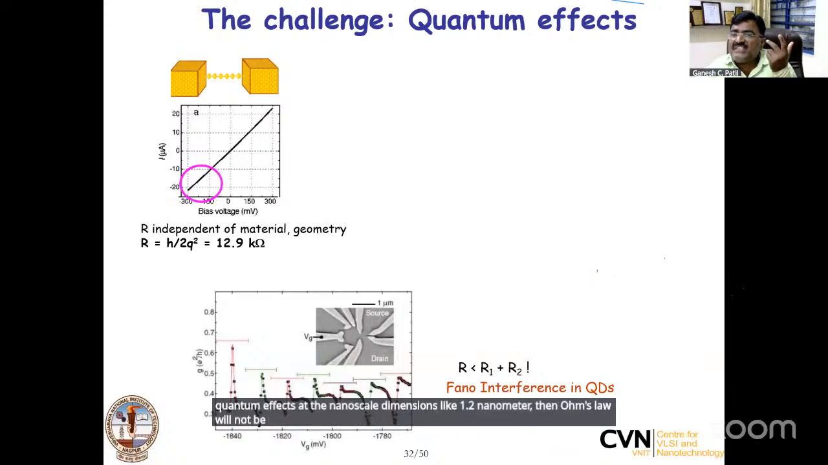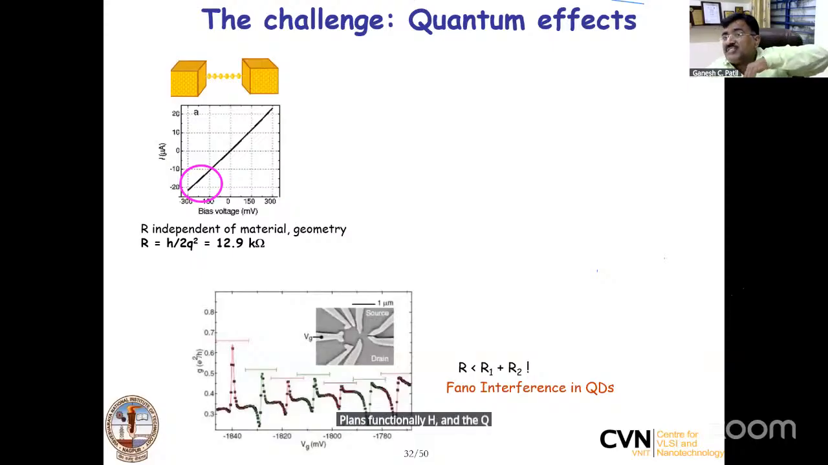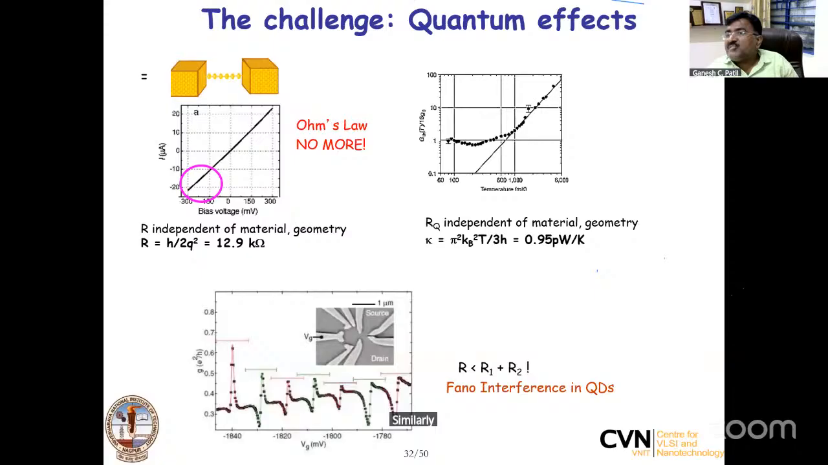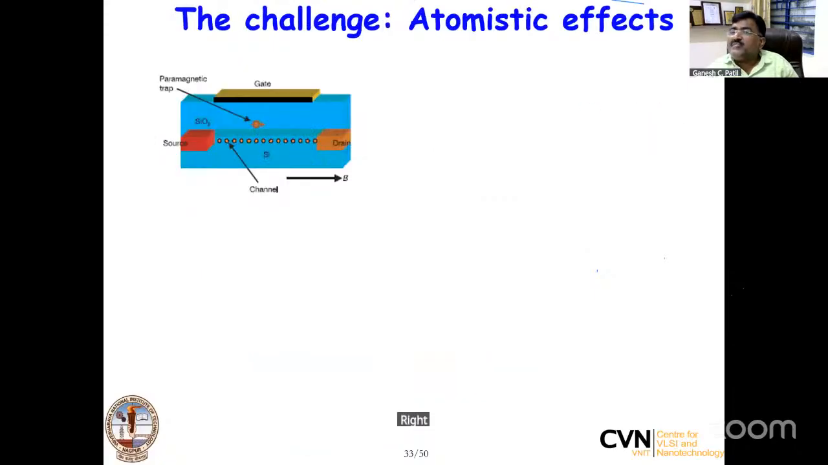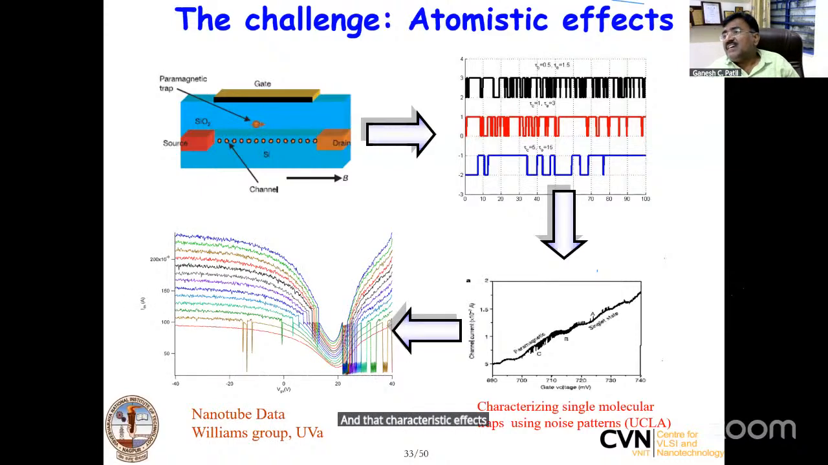So if you see this, R is independent of the material geometry because it will just depend upon Planck's constant h and q, that is the electron charge, right? So Ohm's law will not be there when we talk about the quantum confinement effects. Similarly, the Fourier laws which we talk about will not be there, right? So new challenges will be coming, atomistic effects will come up, and those atomistic effects lead to different domains for research.